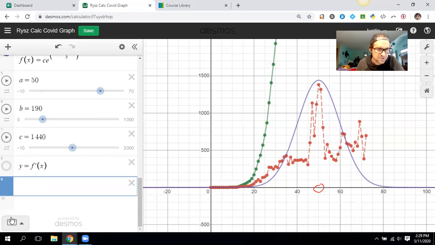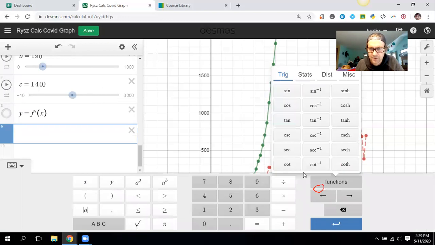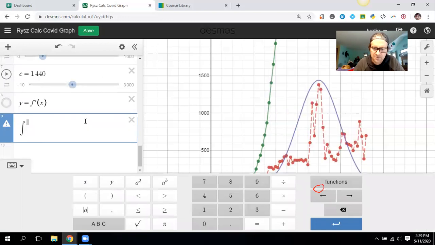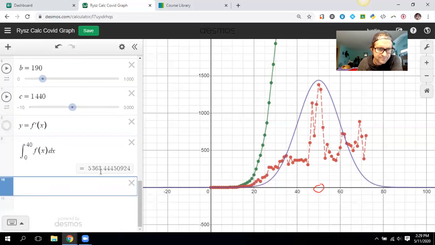I've got to use the toolbar here. Functions, miscellaneous, integral from day 0 to day 40 of f of x dx. This is going to be interesting here. It says 5,363.4. So unless we have some unborn children or something like that, no.